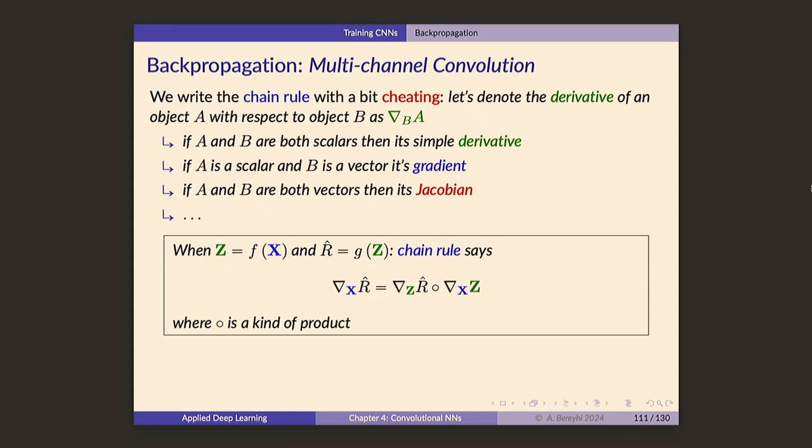And I don't want to know what it is. Whenever I need, I'm going to find out. Clear? So then this is still the chain rule, but much easier. Everybody's clear?